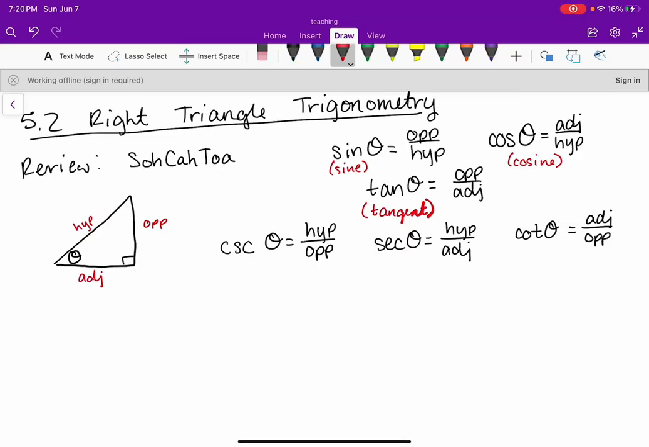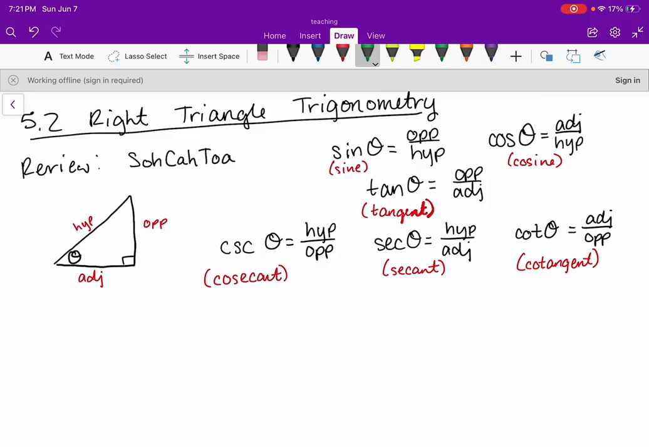And I'm going to write the real names underneath them. So this is cosecant, this is secant, this is cotangent. And so cosecant is the opposite, meaning it's just the flip or the reciprocal of sine. Secant is the reciprocal of cosine. Cotangent is the reciprocal of tangent. Again, it's very important that we have the angle on there. You never want to just write cosecant and not have the angle in there.